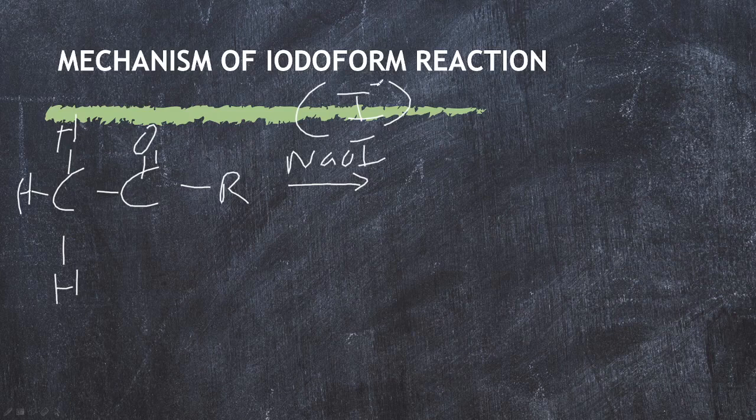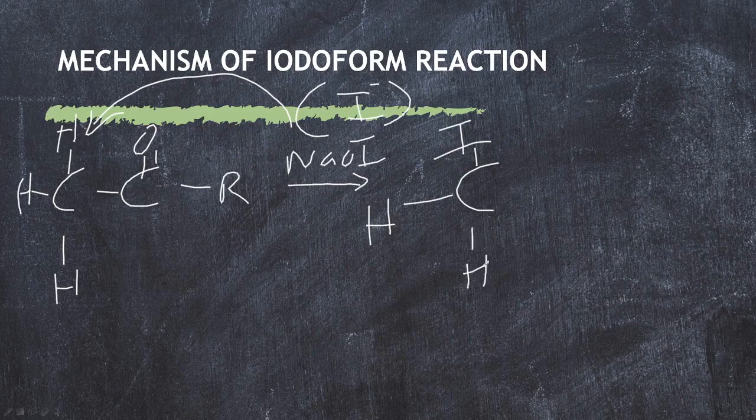Now, what's going to happen? This is a three-step mechanism. The first thing that happens is that this iodine ion will come, displace a hydrogen, and form an iodine-substituted methyl group. Then, because we're including 3 moles, there will be other iodine molecules there, and they can displace hydrogen.